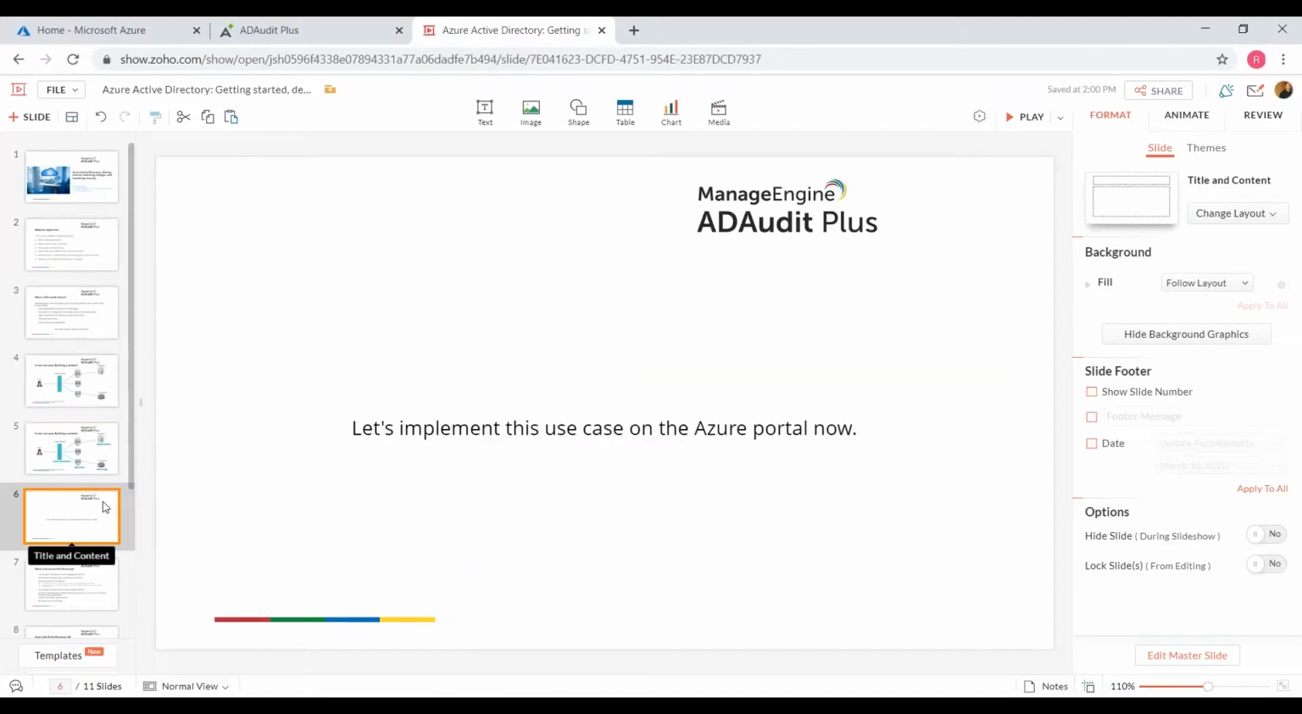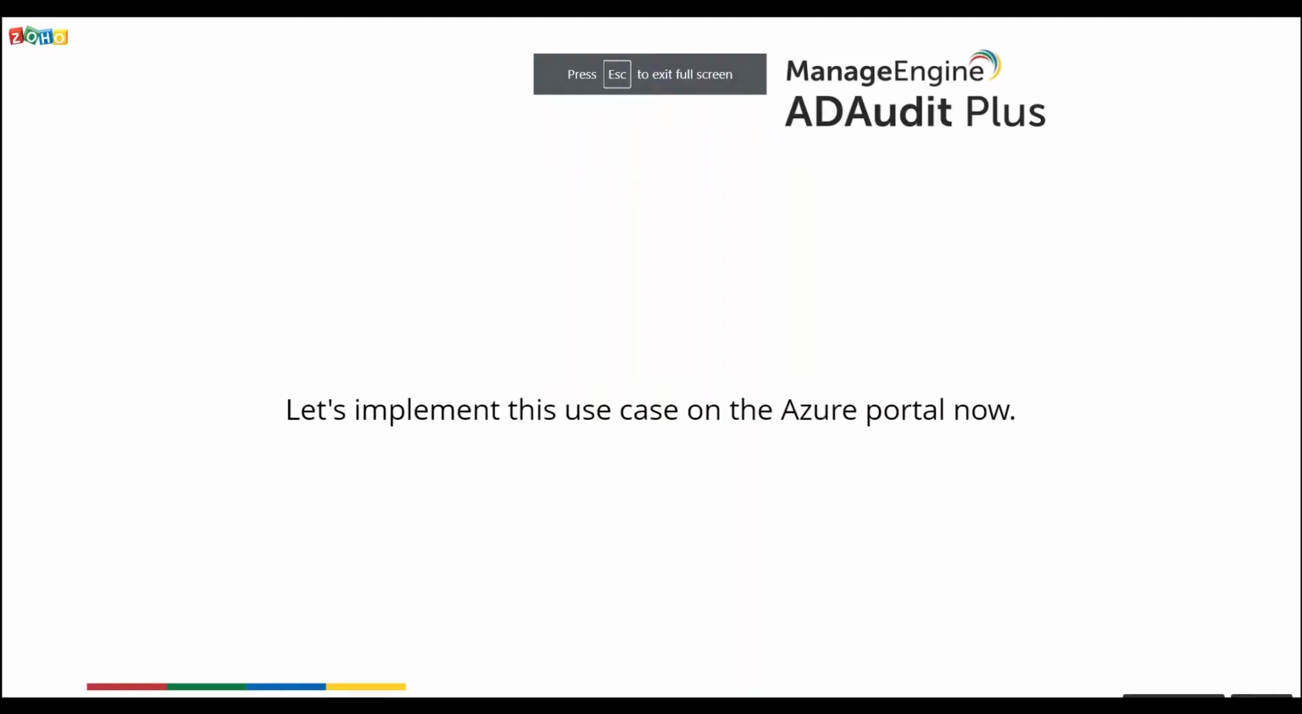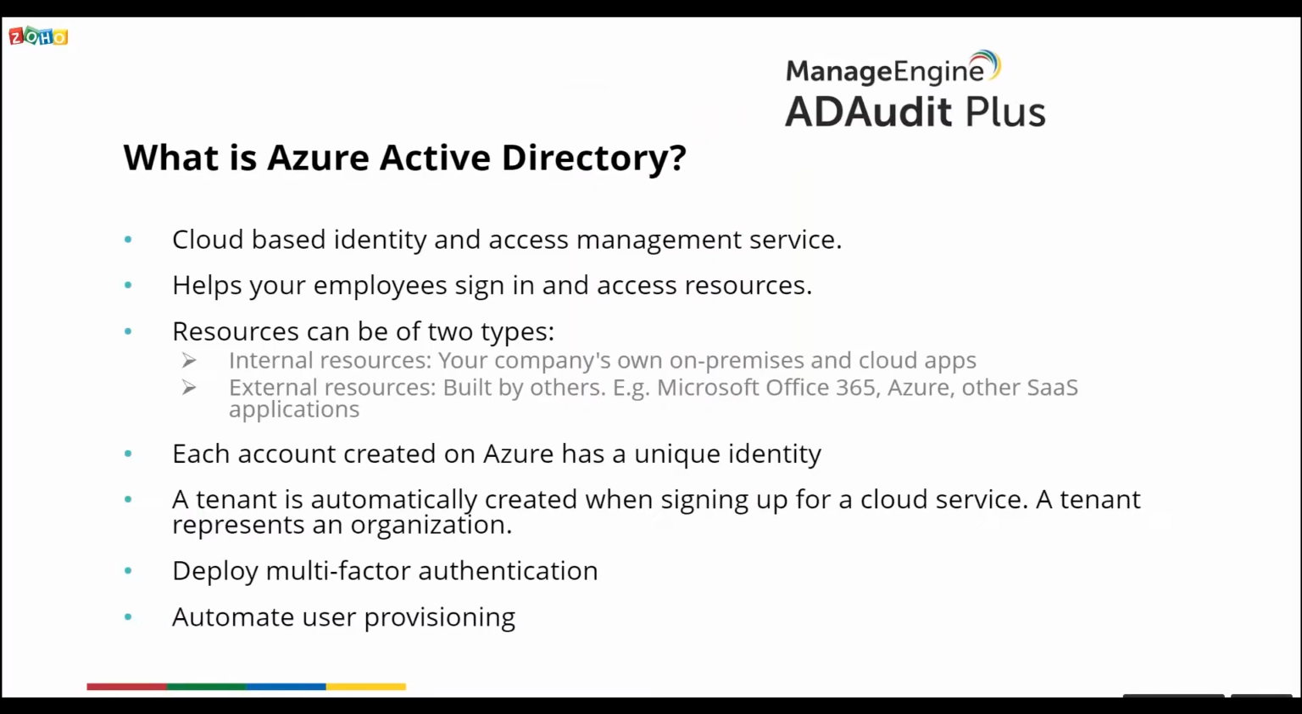So let me quickly go back into the presentation. The definition of Azure Active Directory is from Microsoft themselves. To put it very directly, Azure AD is Microsoft's cloud-based identity and access management service, which helps your employees sign in and access resources. Now, resources can be of 2 types.